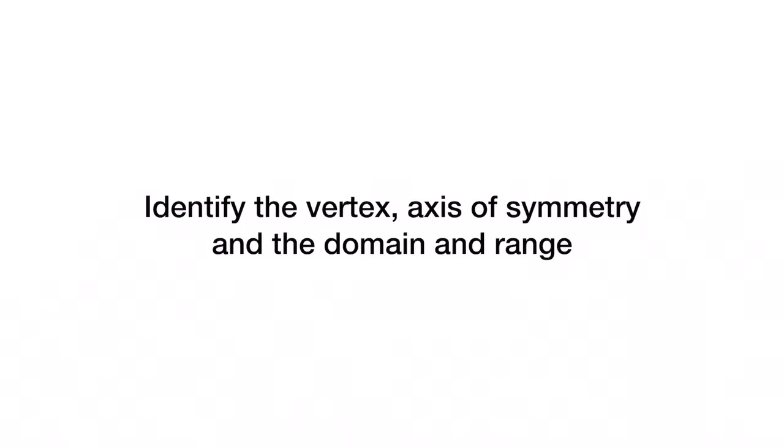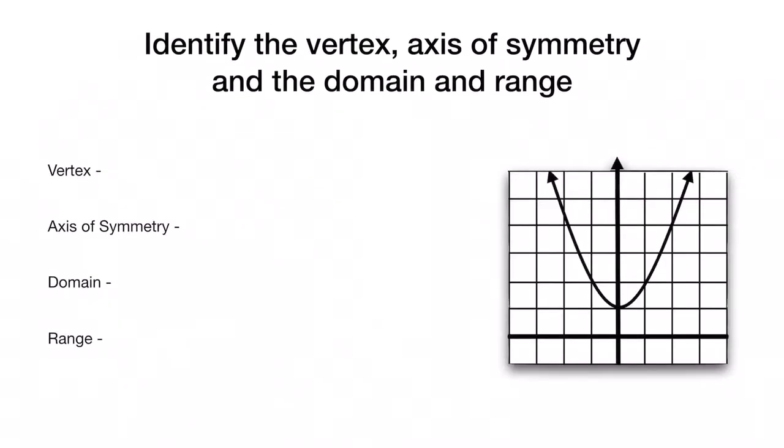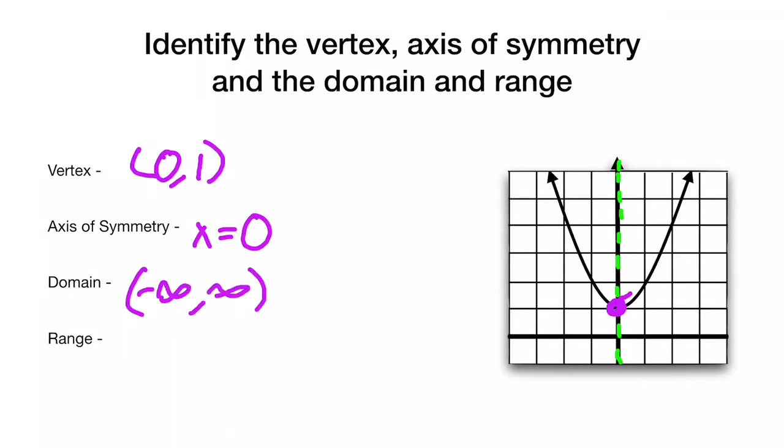So we're going to identify the vertex, the axis of symmetry, and the domain and range. So our vertex in this case is right here, and that is at 0, 1, which means our axis of symmetry is x equals 0, because this would be the line that it's on. Our domain, it goes all the way to the left forever, and it goes all the way forever to the right, which means negative infinity to infinity. And our range would be that it starts at 1, and then it goes to infinity.